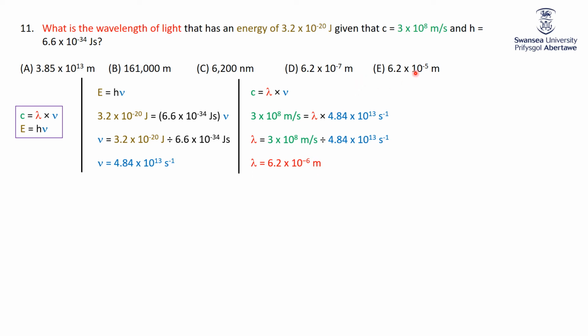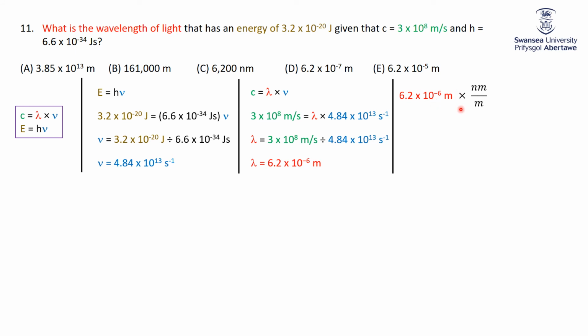Now, as we look at our possible answers, we've got 6.2 minus 7, 6.2 minus 5, 6,200, and then some ones that are obviously nothing to do with it. Okay, well, which of those is it? And this is where we need to know our metric prefixes. 6.2 times 10 to the minus 6 meters. We want that in nanometers, presumably, just to check that this one is correct.